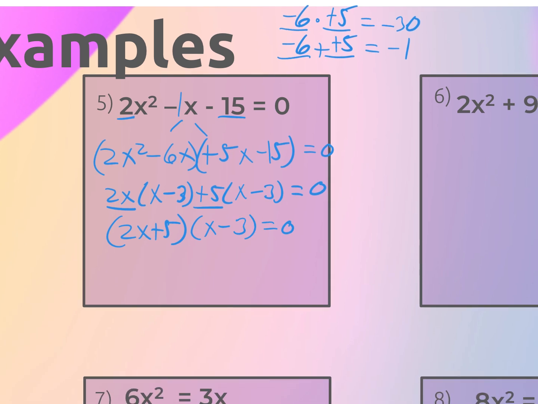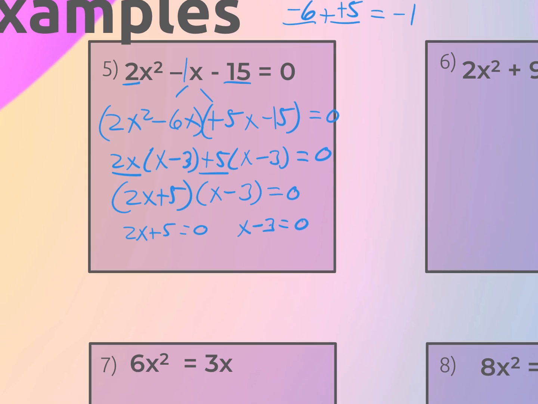Now let's set each of these equal to 0. Don't forget our zero product property. We want to set each of these equal to 0 and then solve for x. So 2x plus 5 equals 0. We subtract 5 on both sides, then we get 2x equals negative 5, and then x equals negative 5 over 2. That's one of our solutions. For our other solution, simply add 3 on both sides, so we get x equals 3.